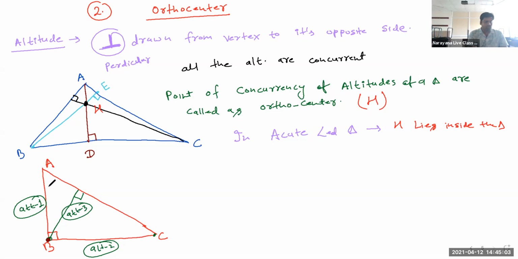AB is the altitude through vertex A. BC is the altitude through vertex C. And you can say BD is the altitude through vertex B.